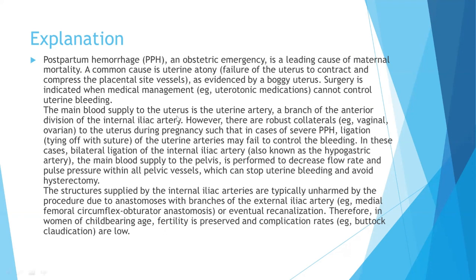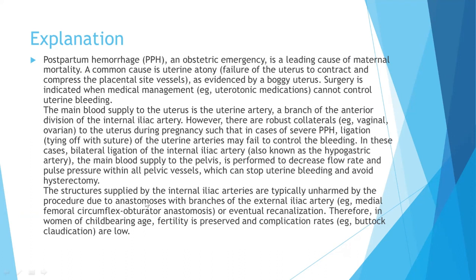The main blood supply to the uterus is the uterine artery, which is a branch of the anterior division of the internal iliac artery. However, there are robust collaterals, for example vaginal, to the uterus during pregnancy, such that in cases of severe PPH, ligation of the uterine artery may fail to control bleeding. In these cases, bilateral ligation of the internal iliac artery, also known as the hypogastric artery, the main blood supply to the pelvis, is performed to decrease the flow rate and pulse pressure within all pelvic vessels, which can stop the uterine bleeding and avoid hysterectomy.